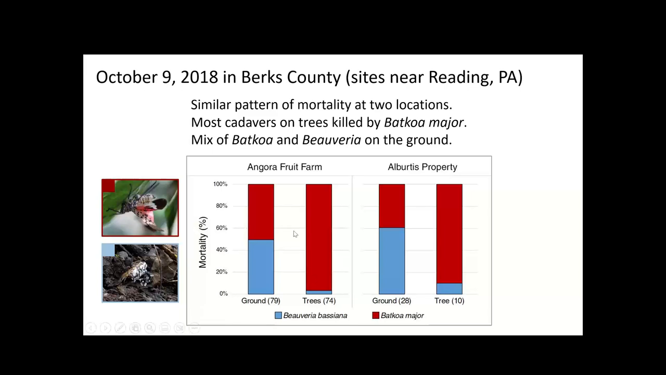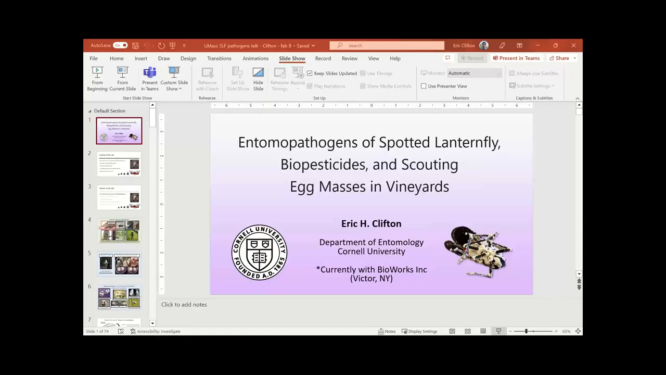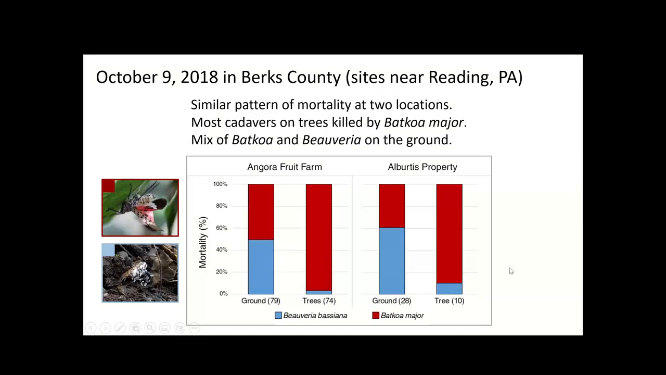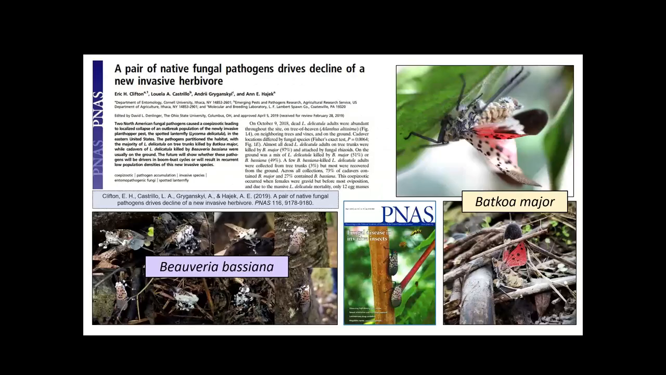And essentially what we find is there was a mixture, like a combination, of dead lanternflies on the ground with Beauveria or Batkoa. If you look at those on the trees, it was mostly Batkoa. So we describe this as a co-epizootic, or two fungi working together to wipe out a population.